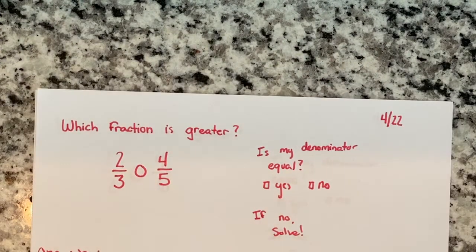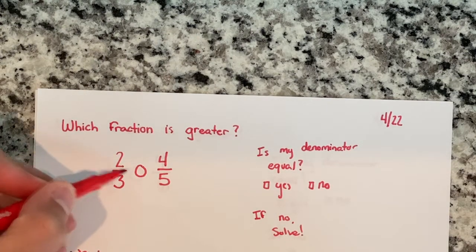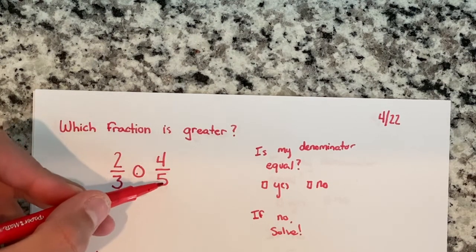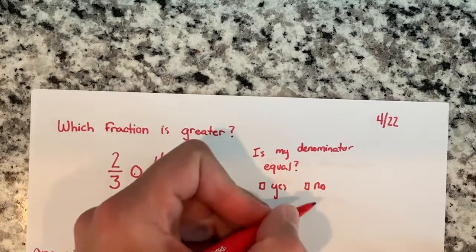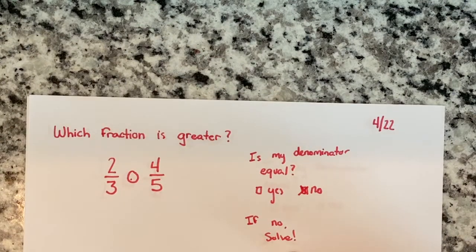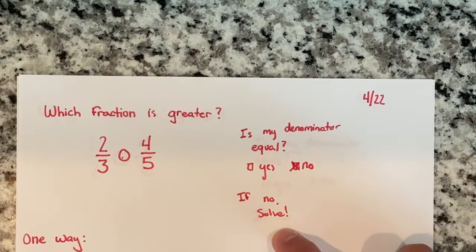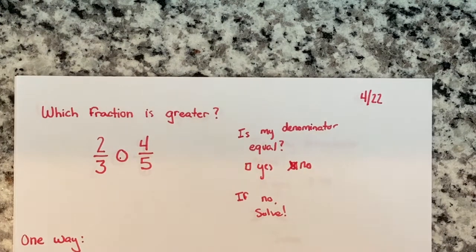My next question here asks, which fraction is greater? 2/3 in comparison to 4/5. Is my denominator equal? No, it is not. So what do I have to do? I have to solve it out. I actually have to prove how this works.